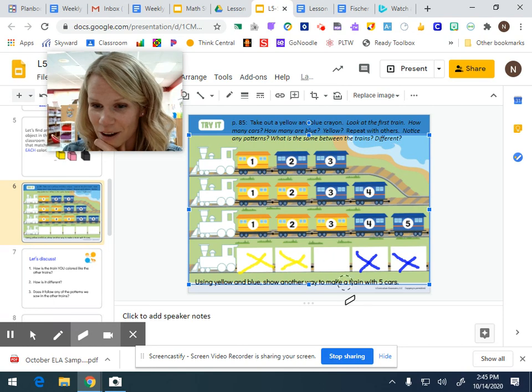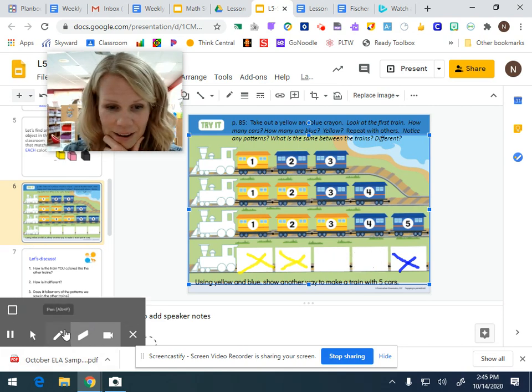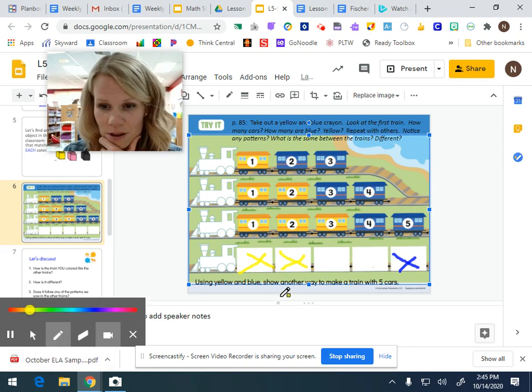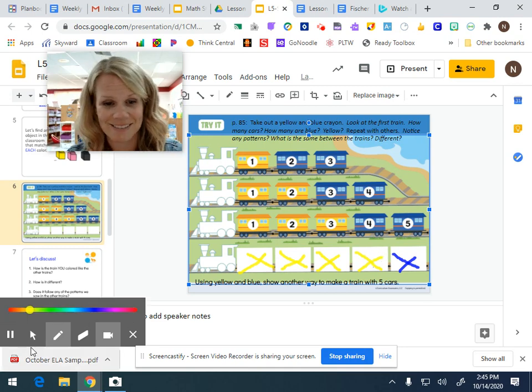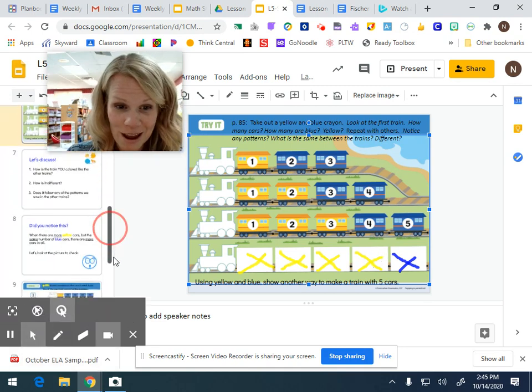I'm going to erase these. I'm going to try that. All right, I'm going to do 4 yellows and 1 blue. Now I'm kind of following the pattern that they have here, right? Maybe you already did that, which would be great.